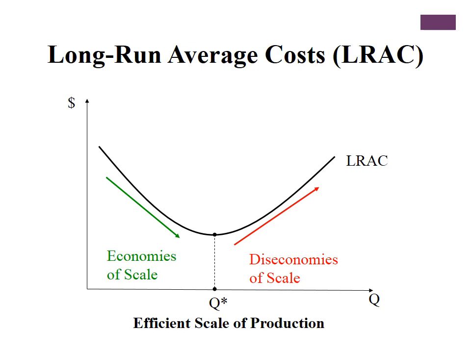But if the firm continues to produce above this efficient scale, the firm will enter, unfortunately, the stage of diseconomies of scale. Now, increasing the quantity produced will result in an increase in long-run average cost. So we can conclude that the optimal efficient scale for any firm in the long run is Q asterisk, where long run average cost is at its minimum.